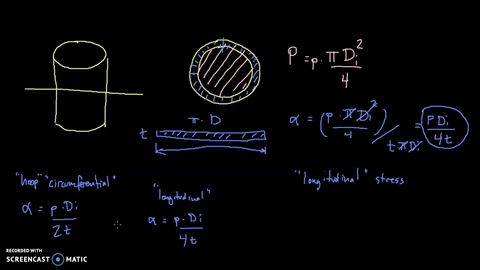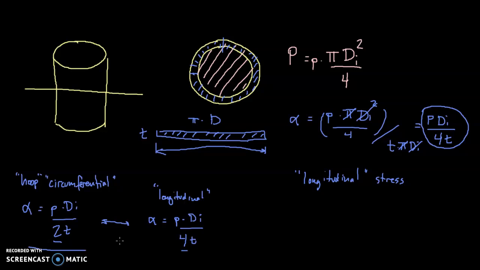So you may recognize that these formulas are very similar to each other, with the difference of this is a 2 and this is a 4, which means the longitudinal stress is always exactly half of what the circumferential stress is. So when you're designing a thin-walled cylindrical pressure vessel, we're not so much concerned about the longitudinal stress because it's always less. We want to design for the worst case scenario. So for design purposes, we only need to concern ourselves with the hoop stress or circumferential stress.